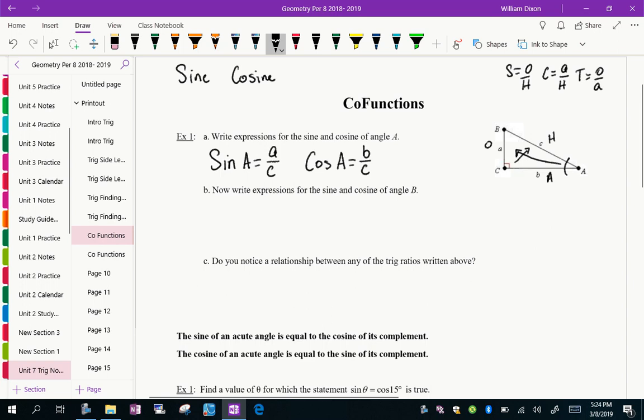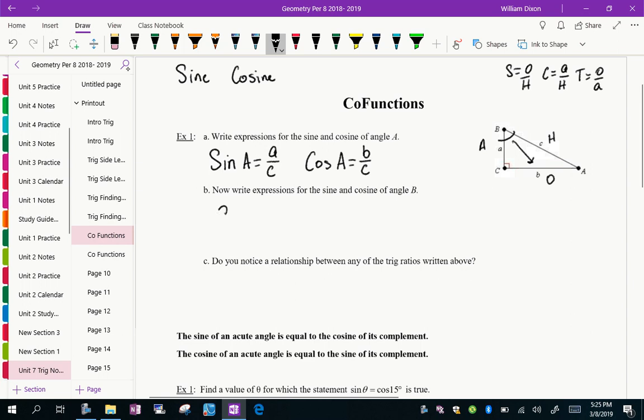B says now write expressions for the sine and cosine of angle B. So what I'm going to do is I'm going to erase, except for my hypotenuse. That stays the same. And then I'm going to highlight angle B. Side opposite, as I mark my triangle. And the side next to it is going to be my adjacent.